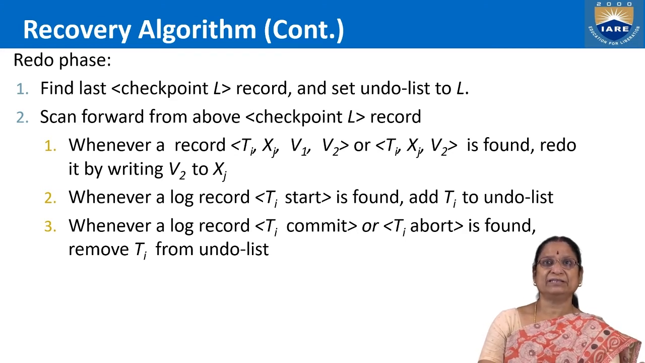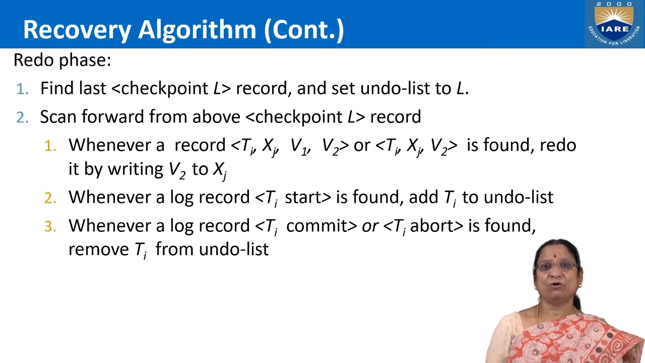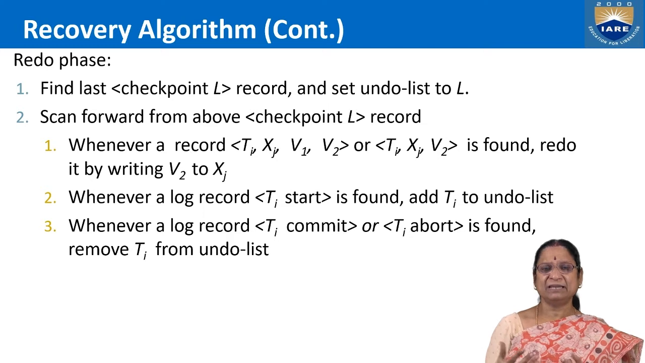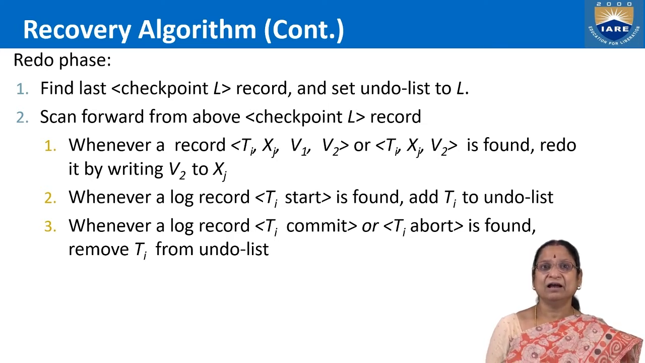First find the last checkpoint record L and set the undo list to L. Now, the redo phase. We already discussed what a checkpoint is. Whenever recovery takes place, after quite a long period of time in which our system has been working, multiple transactions, sometimes thousands of transactions, might have been completed.